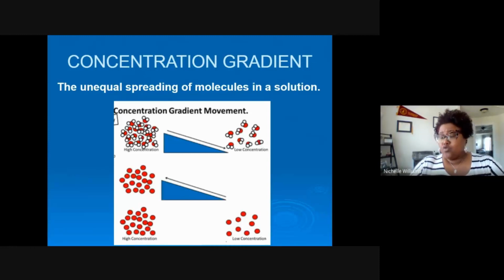Now, we said the concentration gradient was one of our key terms. And so of course, this presentation will be available to you. This is a good diagram, I think, to use for your interactive word wall if you would like, or you can find your own. But when we talk about concentration gradient, we're really talking about when molecules are in a solution or in an area and they're not distributed or spread out evenly or equally. So if you look at this diagram, you see high concentration on the left and low concentration on the right.